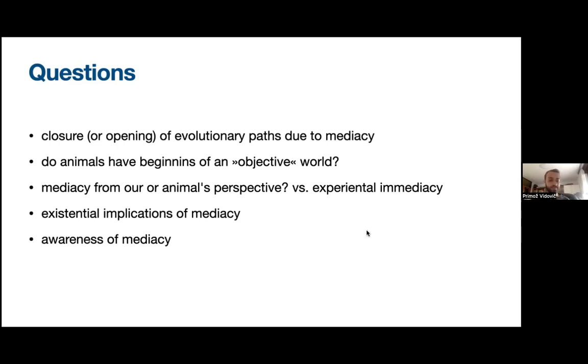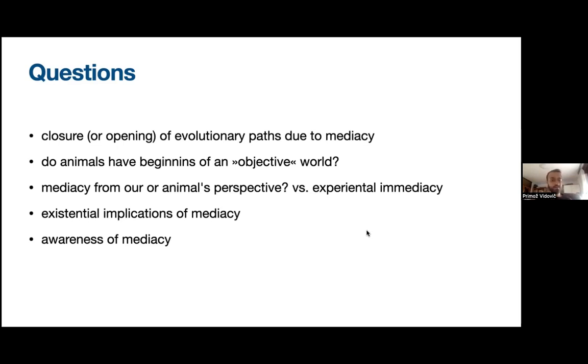And of course, I think this question is important for existential implications. If we are aware of this mediacy, what does it mean? What happens to this mediacy? In what sense does its character change? If I know that I'm forced to constantly mediate the world to myself, to interpret it for myself, to manipulate it to serve me, what does this do to the character of the mediacy? But what does this mean for my very existence?